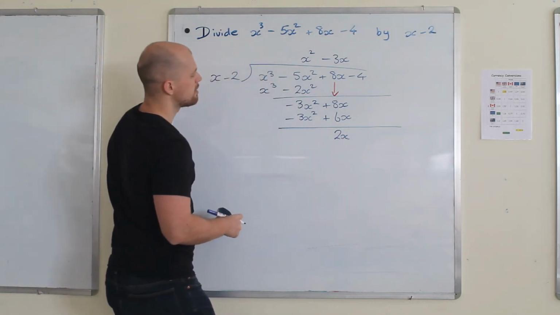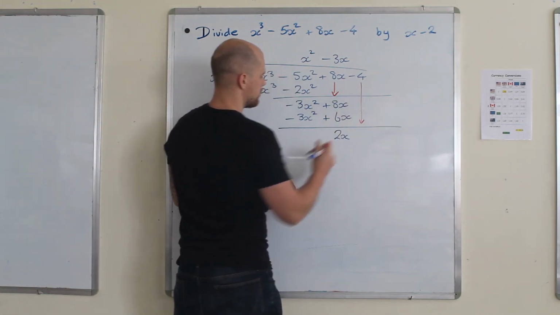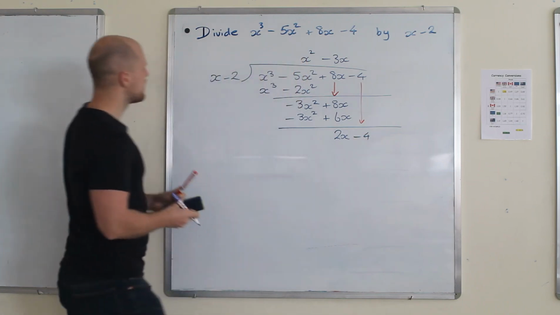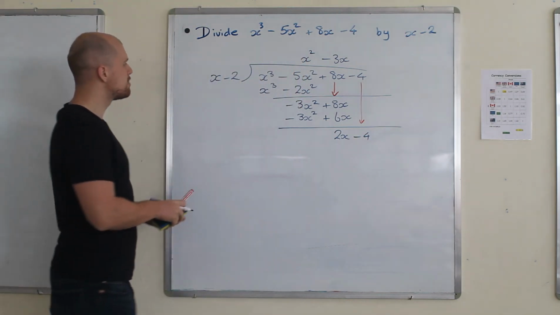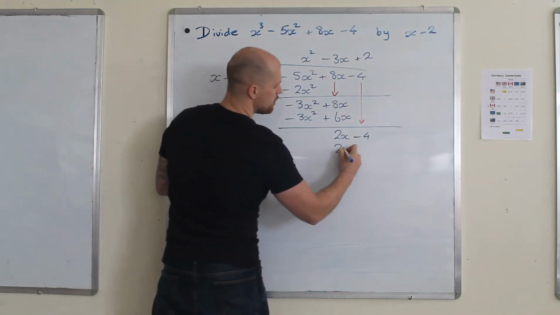And what I do is I bring my minus 4 now all the way down. So I have minus 4. And I see how many times this goes into that. And you should be able to see it's plus 2. So I'm left with 2x minus 4.